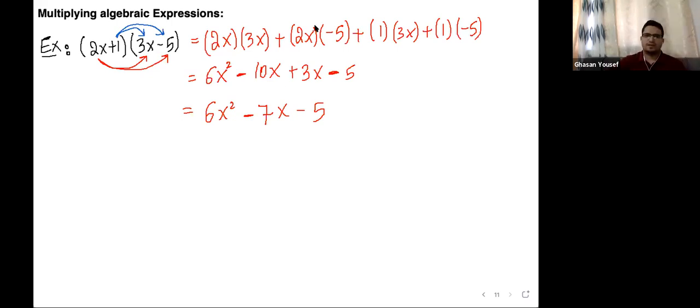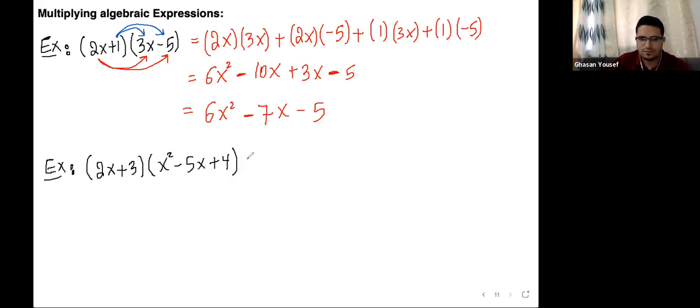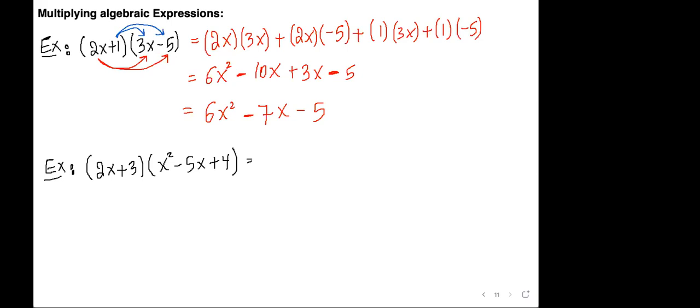Okay, I'm going to give you another example. I need someone to help me with the second example. This example is 2x plus 3 times x squared minus 5x plus 4. So what should I do here? Can I do? Yes.